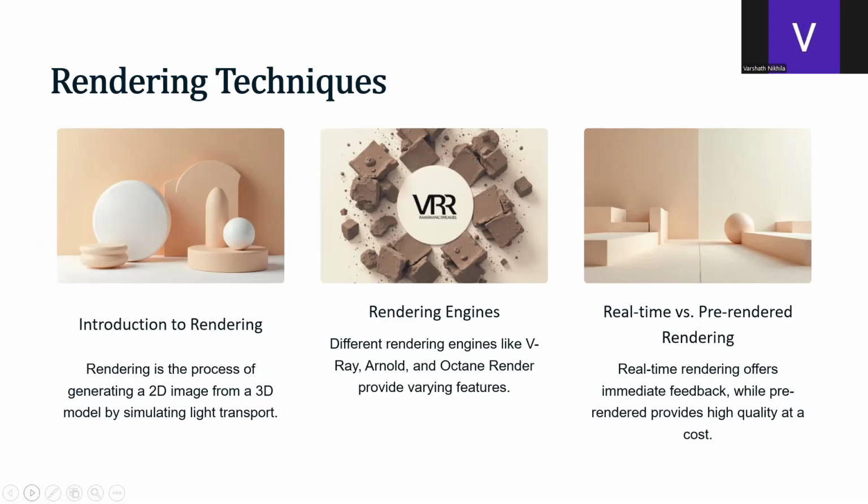So real-time rendering is used mostly in games because it happens instantly as you move through a scene. And pre-rendering is used in movies; it is very high quality, but it takes a lot of time to build effects.